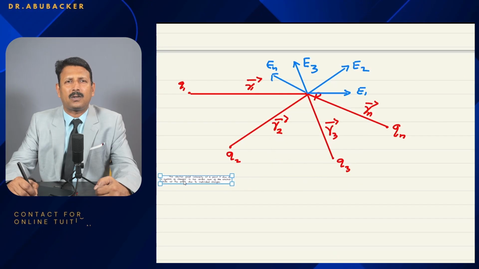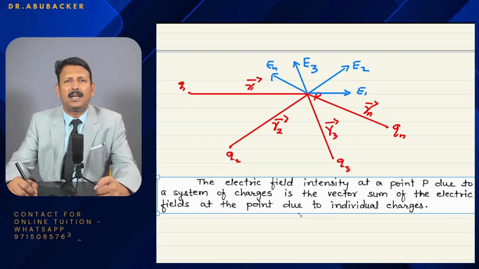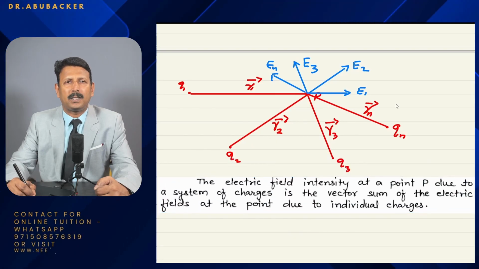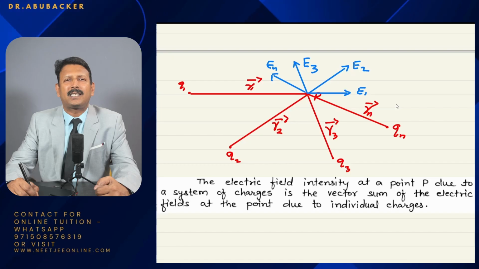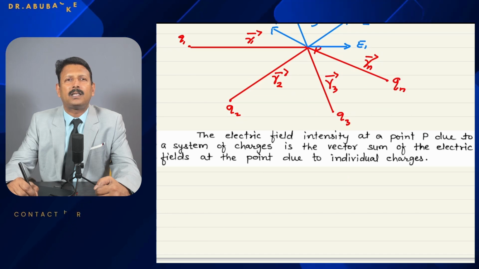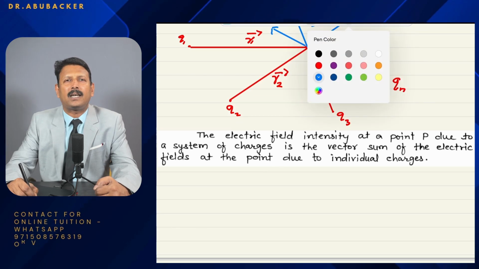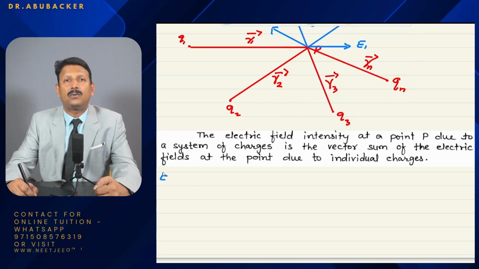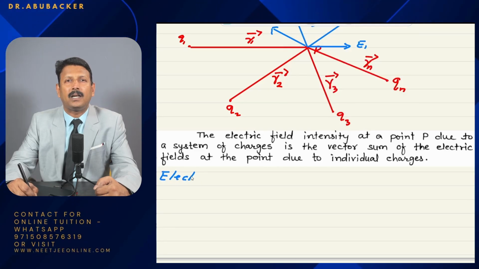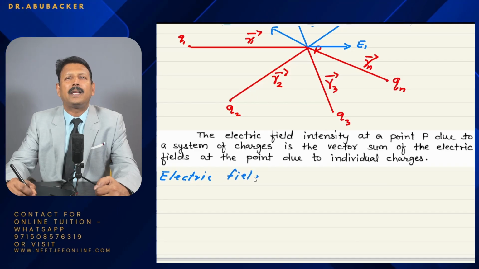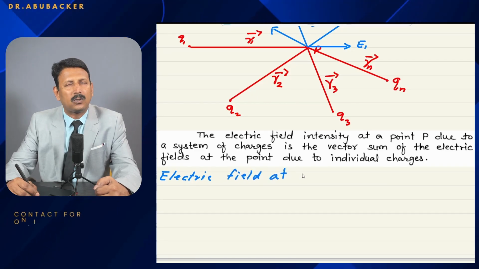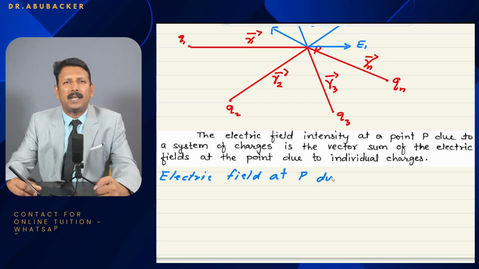We used it before. The superposition principle is nothing but that the total will be the sum of the individual ones. The electric field intensity at a point P due to a system of charges is the vector sum of the electric fields at the point due to individual charges. Now we have many electric fields due to many charges.